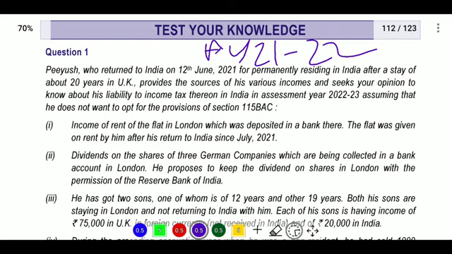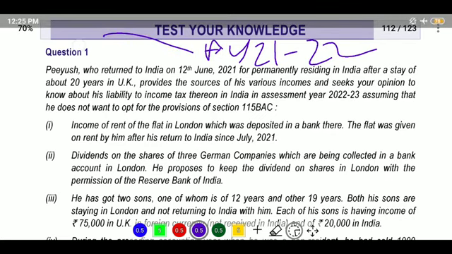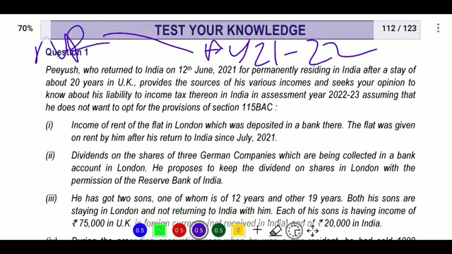Next, he is returning permanently after staying about 20 years abroad. So in this previous year, he is not a non-resident. Firstly, we will see whether he is resident or not. From 12th June 2021 to 31st March 2022, it will be more than 182 days. So more than 182 days means he is resident.